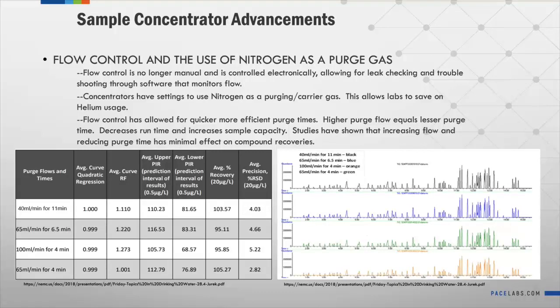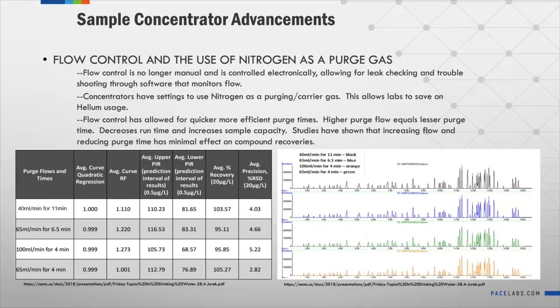Newer concentrators now have advanced flow control and can utilize nitrogen as a purge gas. Flow control is no longer manually controlled, but is controlled electronically by the software. This allows for leak checking and troubleshooting through the software. We can utilize nitrogen as a purging and carrier gas, which really saves on helium usage. Flow control allows for quicker, more efficient purge times. Higher purge flow means less purging time. This decreases runtime and increases sample capacity.